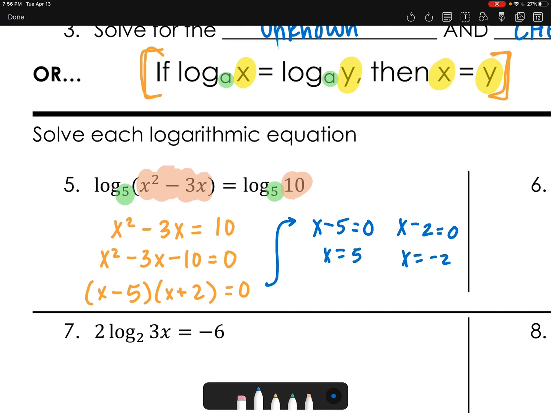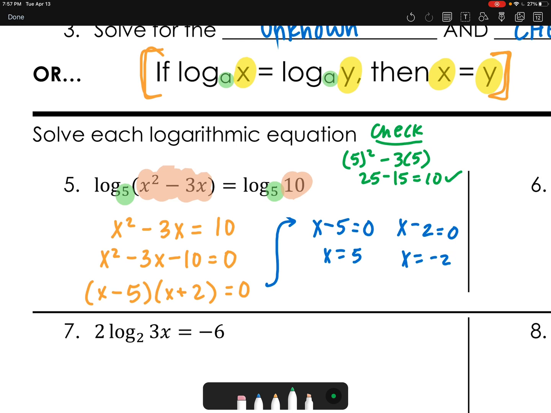So you need to go back and check your x values. And so you're going to go back into your log. I'm going to check in green. I'm going to plug in my 5 squared minus 3 times 5. This gives me 25 minus 15, which is 10. That's a positive number, not 0, so that works out.